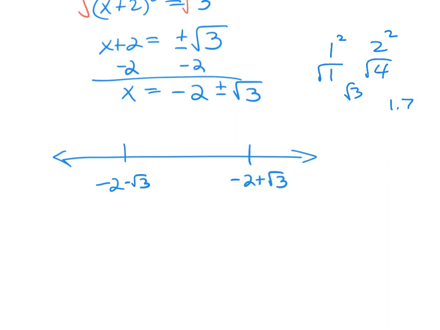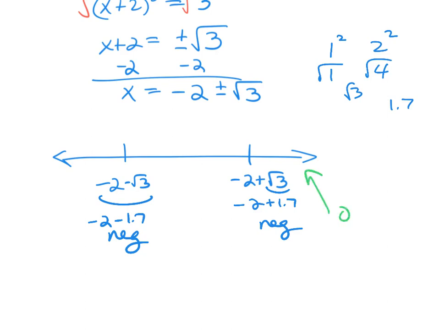So I can already see that if I'm doing negative 2 minus 1.7, this is going to give me a negative number. Same thing here. If I know that the square root of 3 is less than 2, then even when I'm adding something less than 2, this number is still negative. So you're going to have to approximate where your 0 is located. So 0 is actually going to be located over here in this last section.